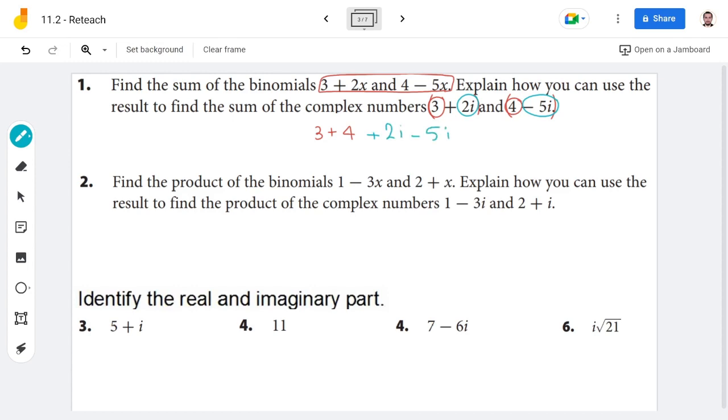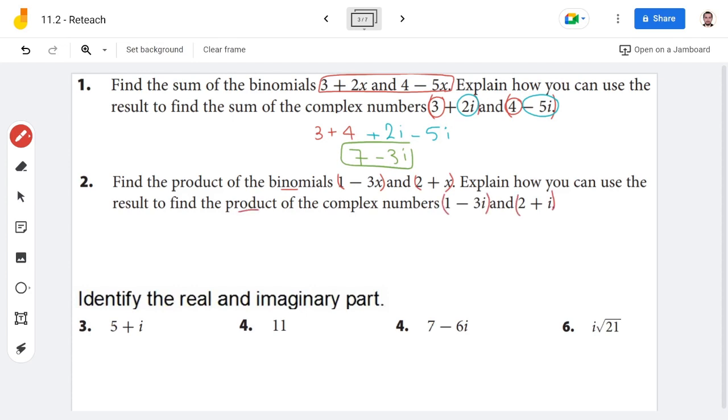So let's add them together. Now the final is 3 plus 4 is equal to 7, plus 2i minus 5i is equal to negative 3i. So this is the answer. Now let's do the second one. Find the product of binomials of this bracket multiplied with this one. Explain how you can use the result to find the product of complex numbers.